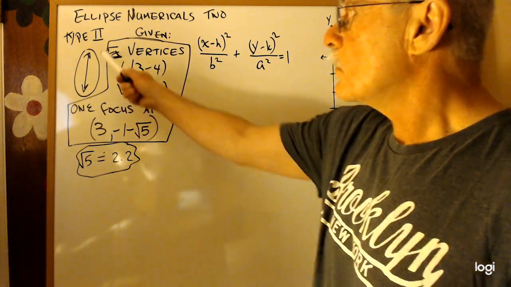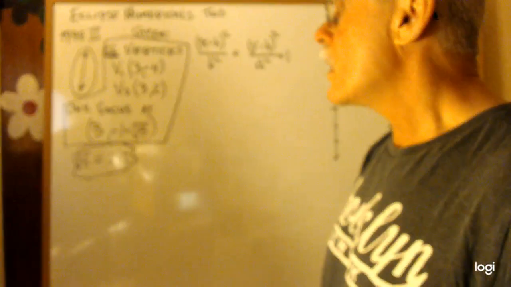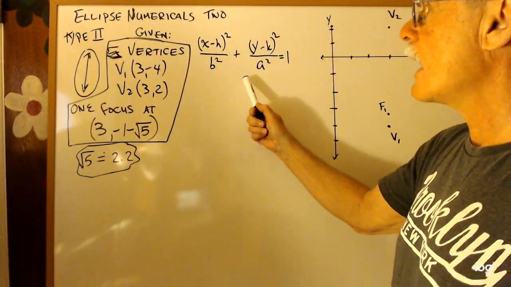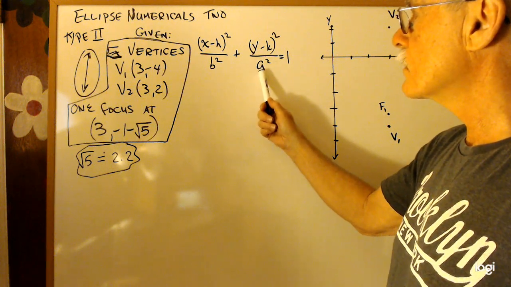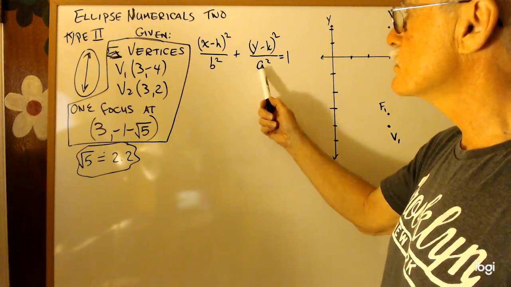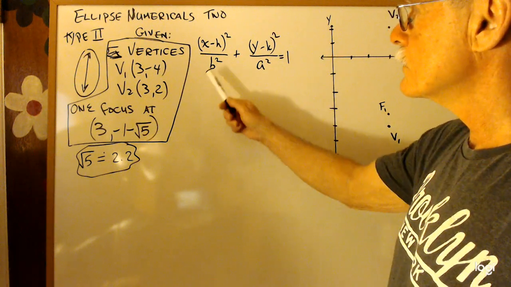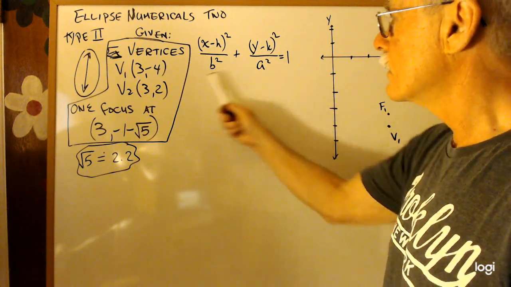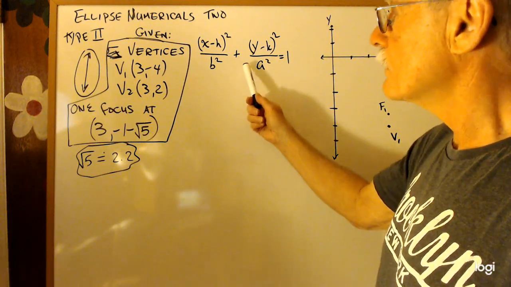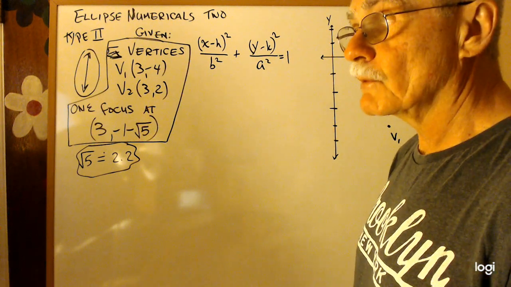Okay, these are called type 2 ellipses because they are higher than they are wide. And when you have that kind of situation, this is your basic pattern. The A goes with the vertical axis because the vertices are going to be located vertically. Notice with the type 1, you have the A squared here. So the standard form depends on which type of ellipse you're dealing with. So that's something you have to be a little careful about.